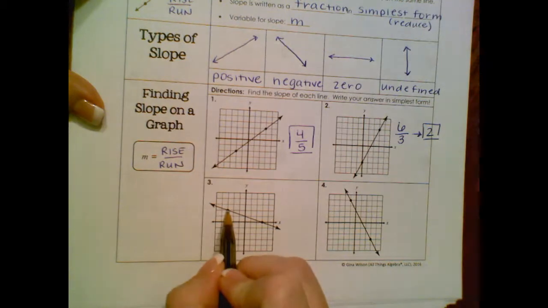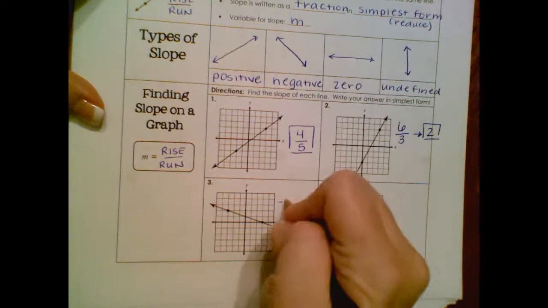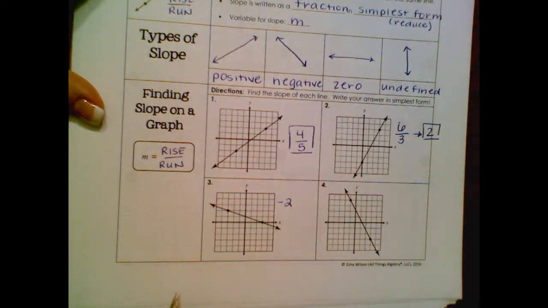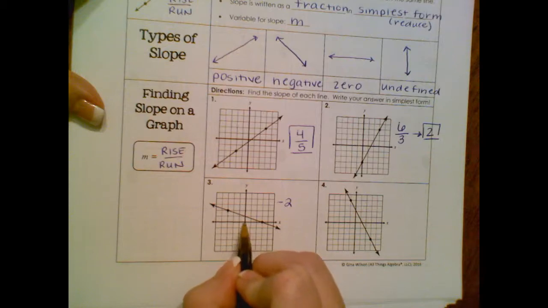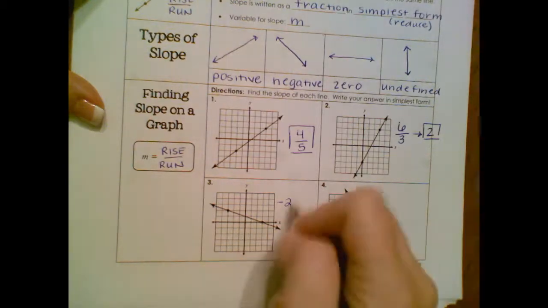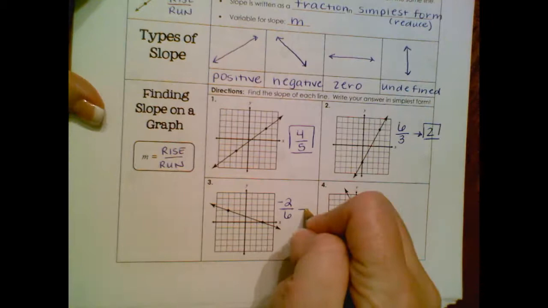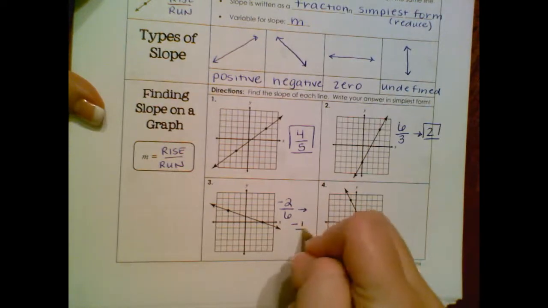Start with my leftmost dot. It looks like I'm actually going down, down 2. Down 2 is signified by negative. Down 2 over 1, 2, 3, 4, 5, 6. That can be reduced to negative 1/3.